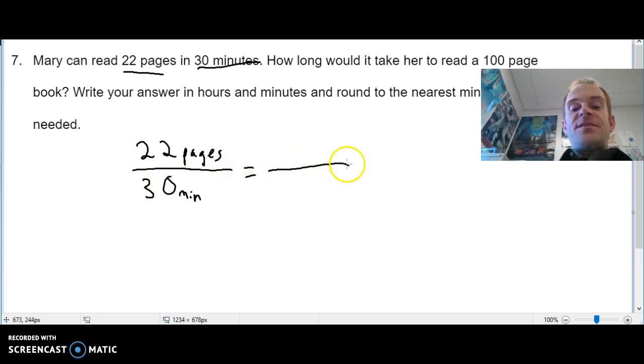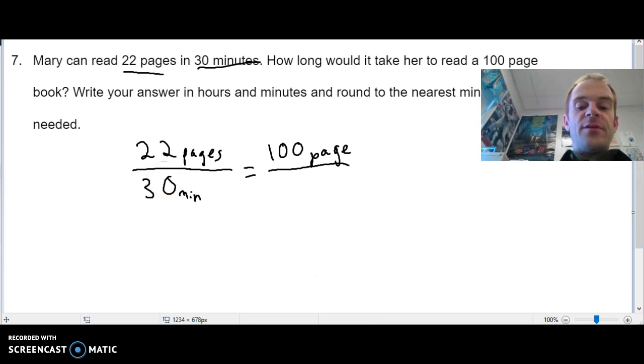So I'm going to set this equal to another ratio, and I know that I'm looking at how long it will take her to read a 100-page book, and I know that whatever number I go down here is going to make the ratio on the right side equal to the ratio on the left side.